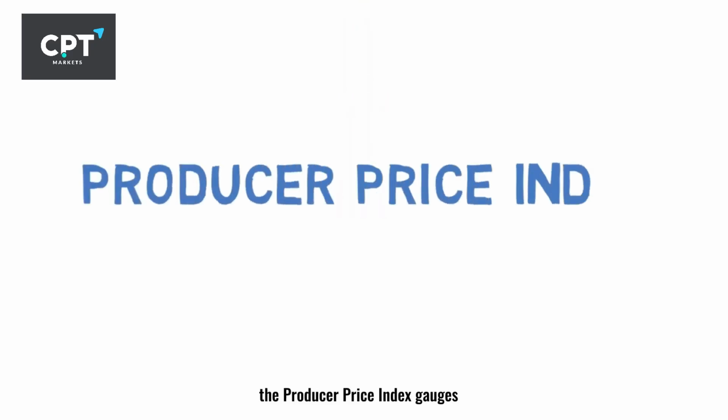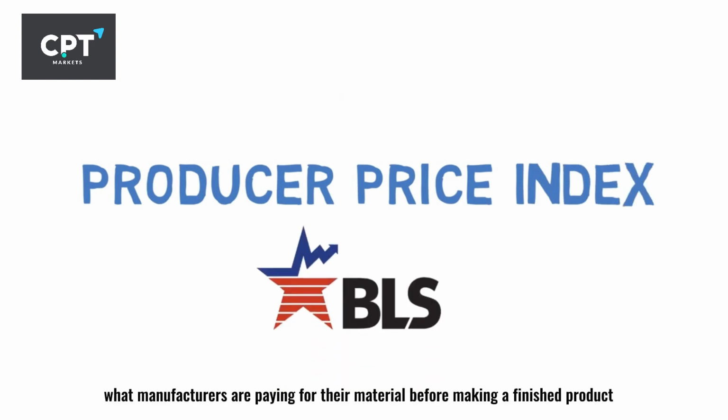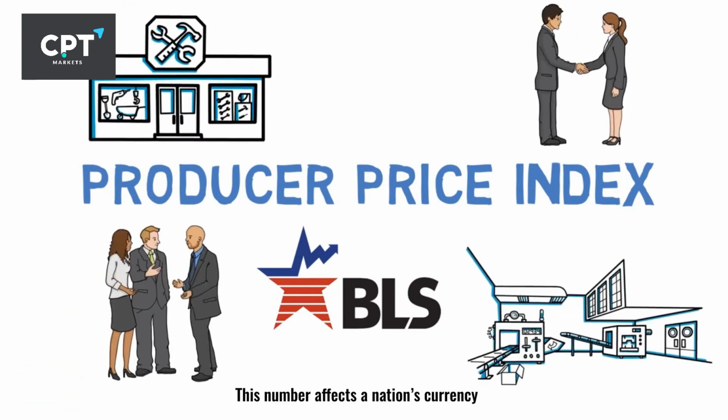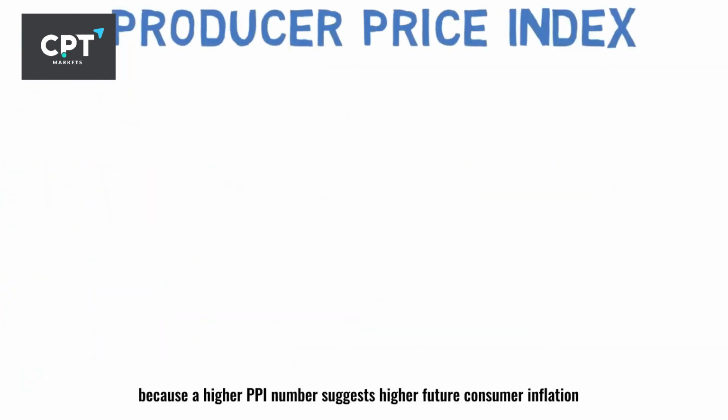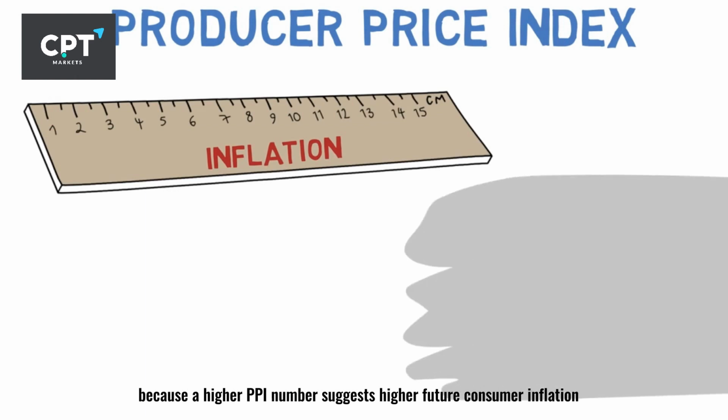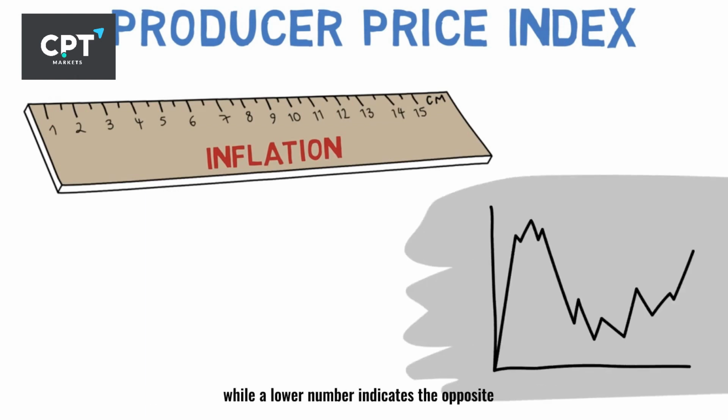benchmark interest rates. PPI, the Producer Price Index, judges what manufacturers are paying for the material before making a finished product. This number affects a nation's currency because a higher PPI suggests higher future consumer inflation, while a lower number indicates the opposite.